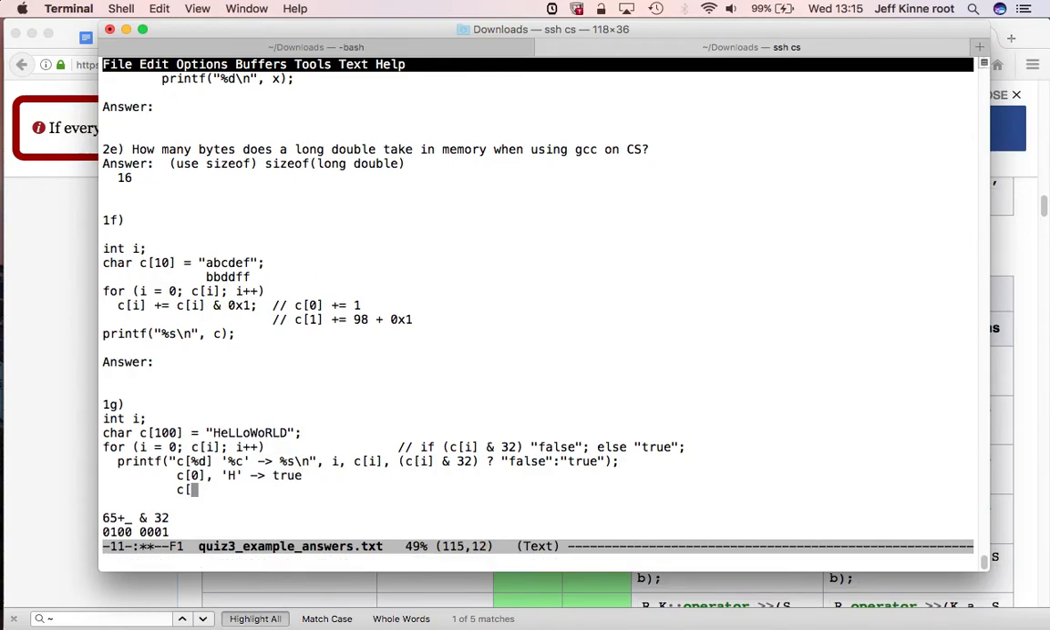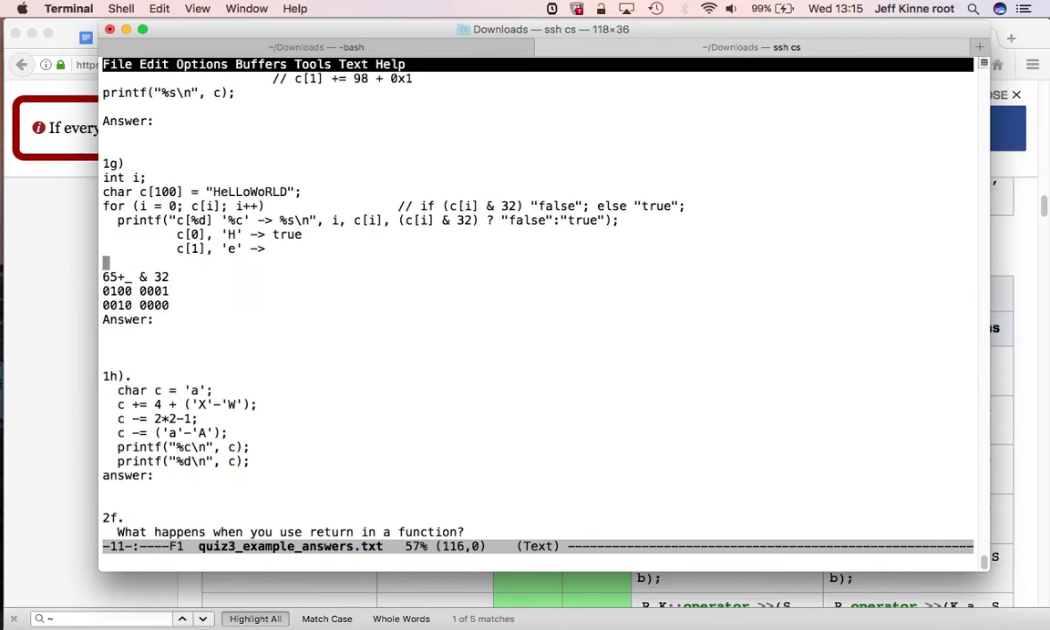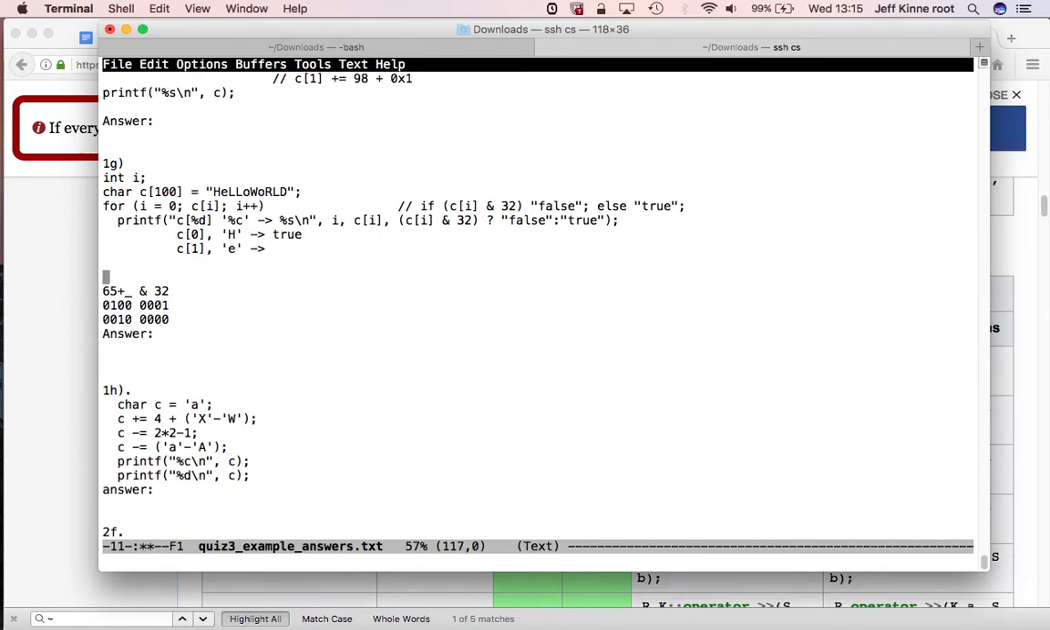Let's look at C[1]. So here we're printing, right, i is going to be 1. First we print this C[i], which is 1. We print the character, and then we have to evaluate this C[i] & 32 again. So we have to look at the ASCII value for E. So the ASCII value for A is something. E is some amount later.